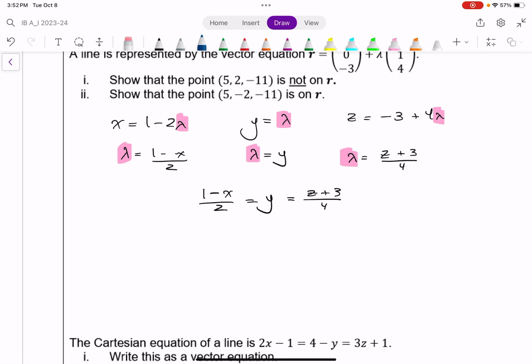So let me check the point. Let's check 5, comma 2, comma -11. Keep in mind that's my x, that's my y, that's my z. And so if I check with this one, if I look at my equation, I get 1 minus 5 instead of 1 minus x over 2, which equals just 2, which equals -11 plus 3 over 4. And again, substituting my x in, my y in, and my z in.